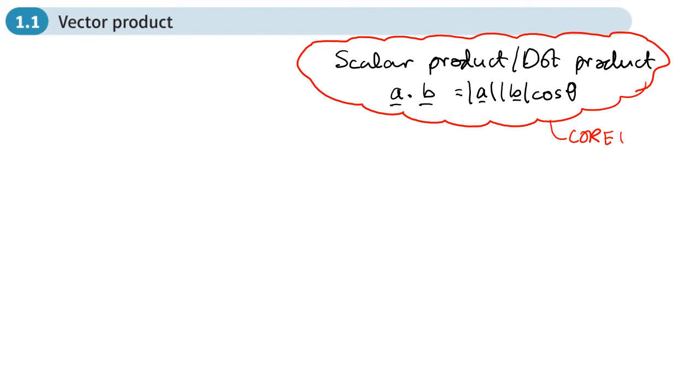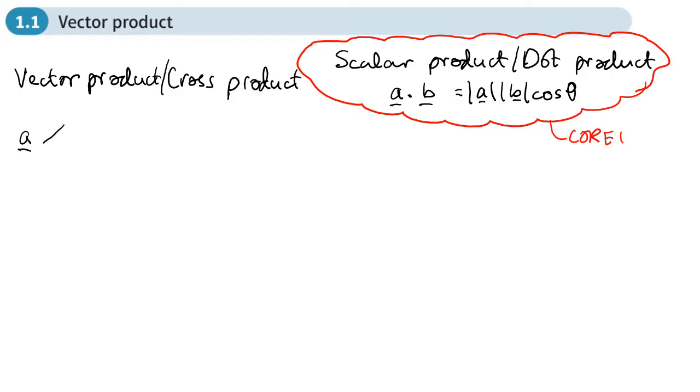We can also work out something called the vector or cross product. You'll see that this is defined in a similar way to the scalar or dot product, and it's A cross B. I'm going to write it a little bit larger so that you know that this is not a times sign here.